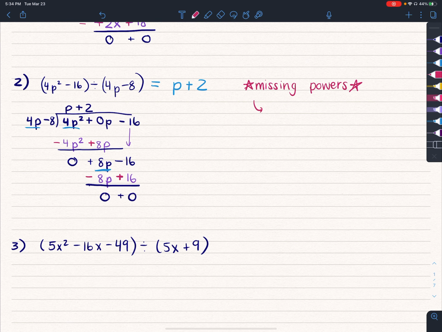So here we have to add a placeholder for the missing power. And I'll highlight this as well.